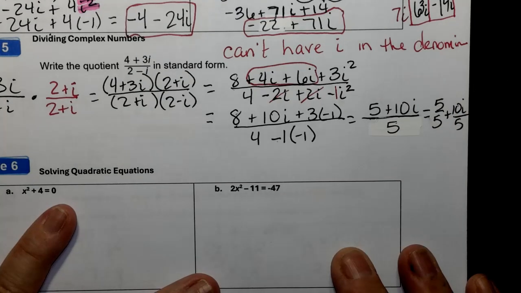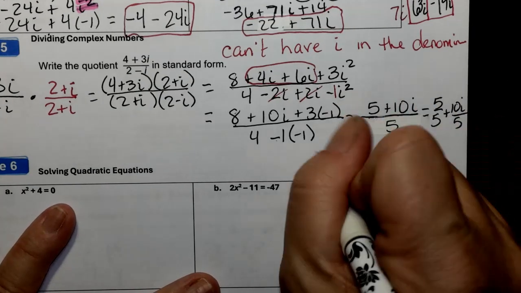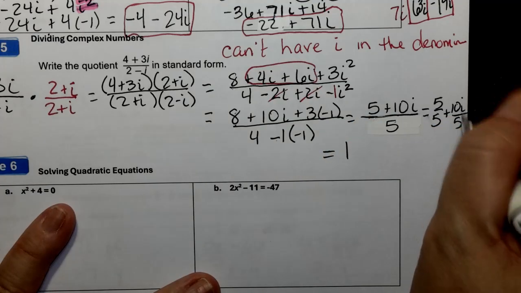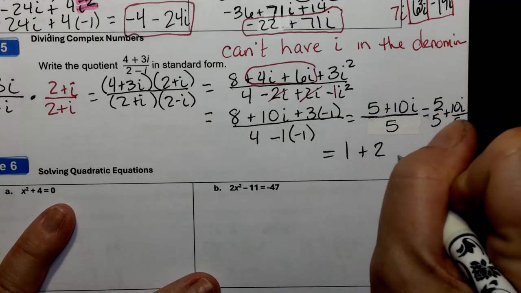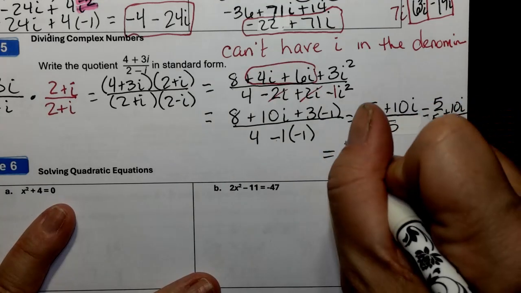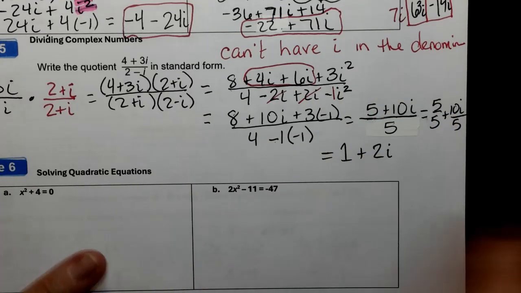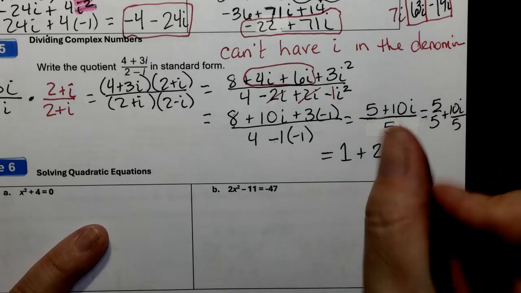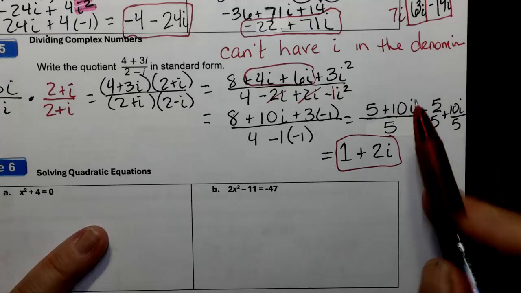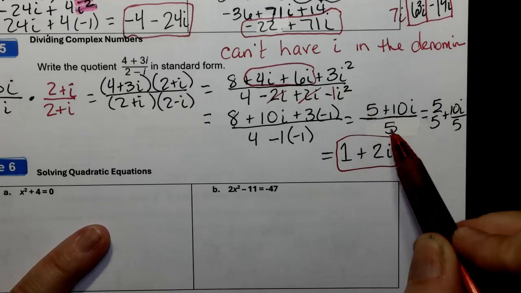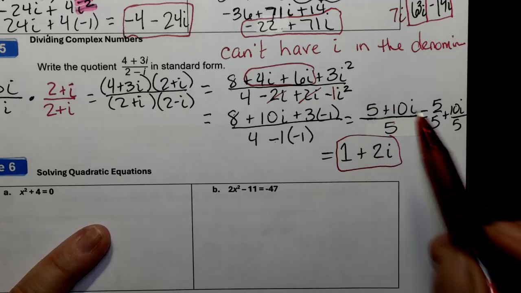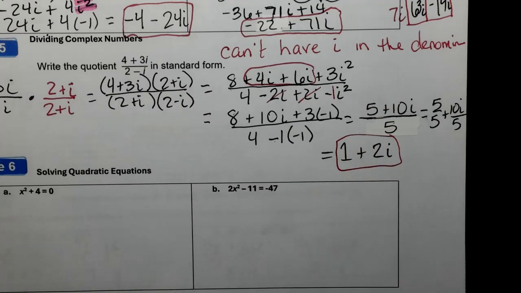And you can simplify. So 5 divided by 5 gives us 1, and 10 divided by 5 gives us 2. So we got 1 plus 2i, and that is our final answer. I just find it easier at this point, to teach it, to separate them, just like you learned how to combine them when it came to the fractions.